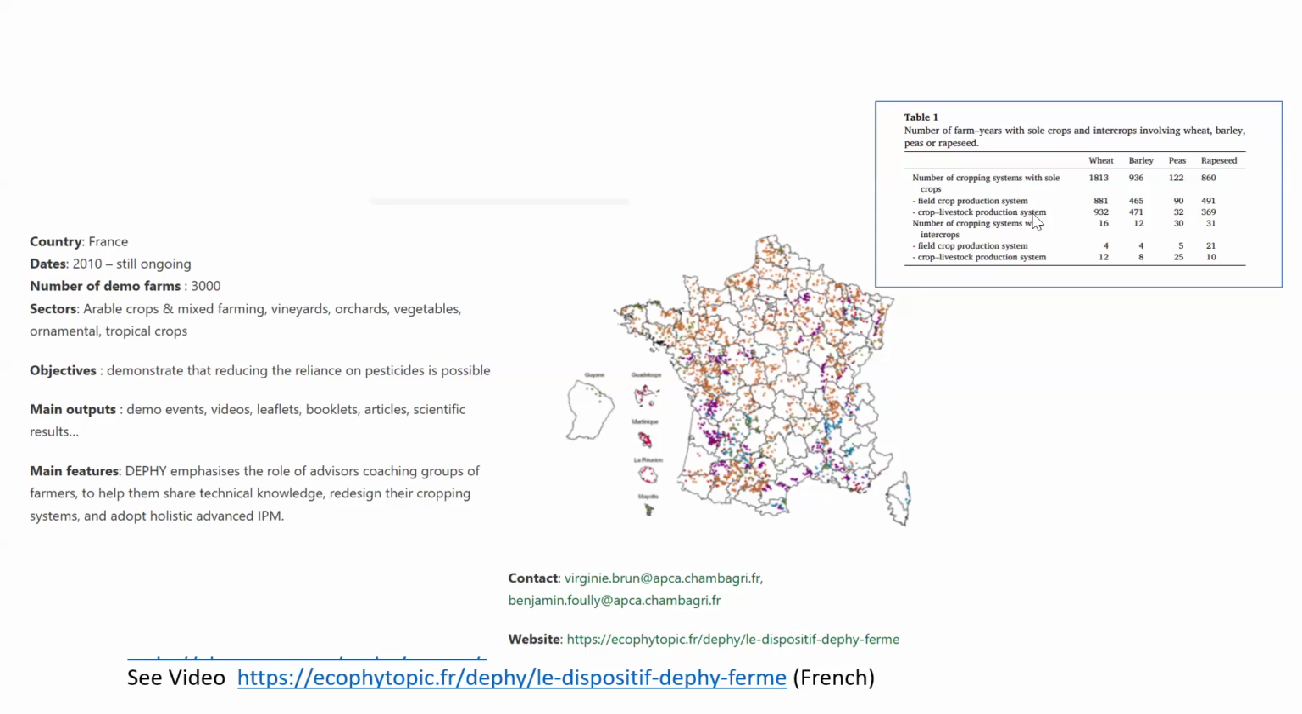So here, for example, this is the country of France. And this study looked at using intercropping with canola. And you can see they had 860 farmers across France who actually tried this. And that gives you a huge number. And then if you can link the information from those farmers, it really gives you a much better picture of whether something is working.